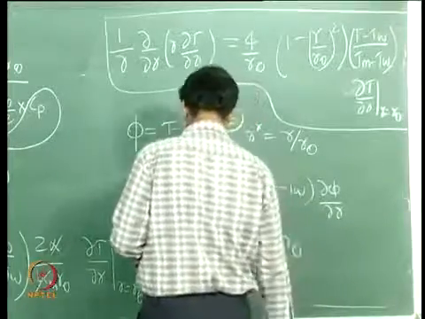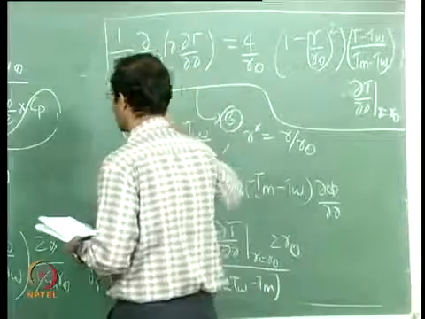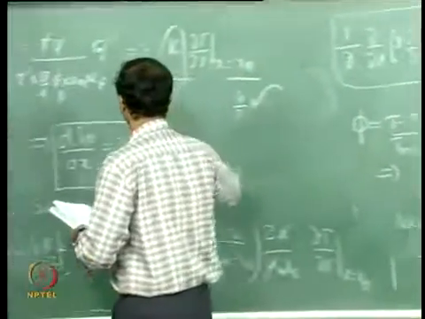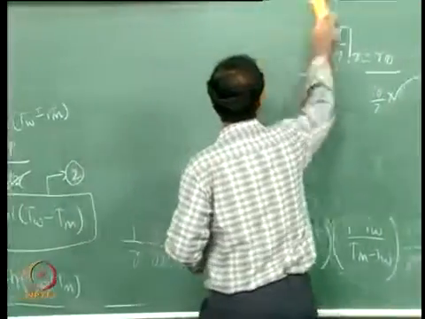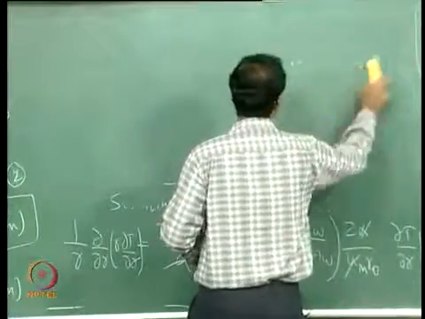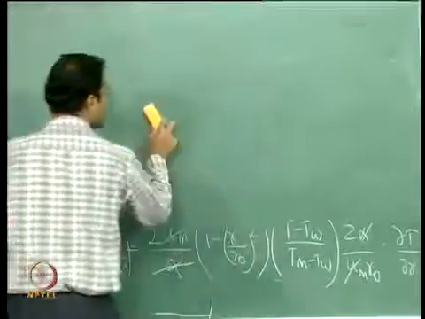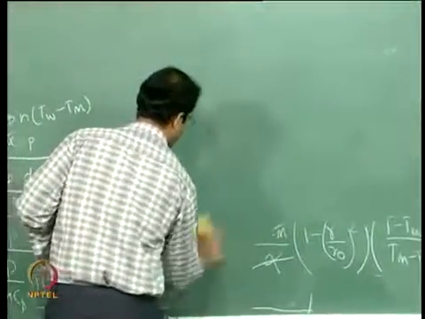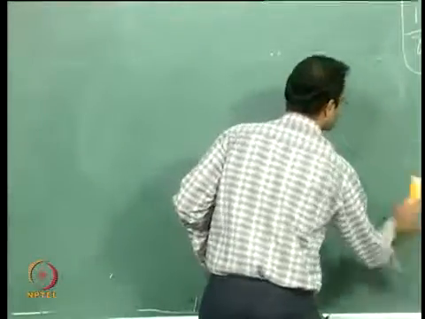If I use these expressions and substitute into this governing equation 3, I request all of you to do that and tell me what will be the final non-dimensional equation for phi in terms of phi and r star. So with that we will stop for today.